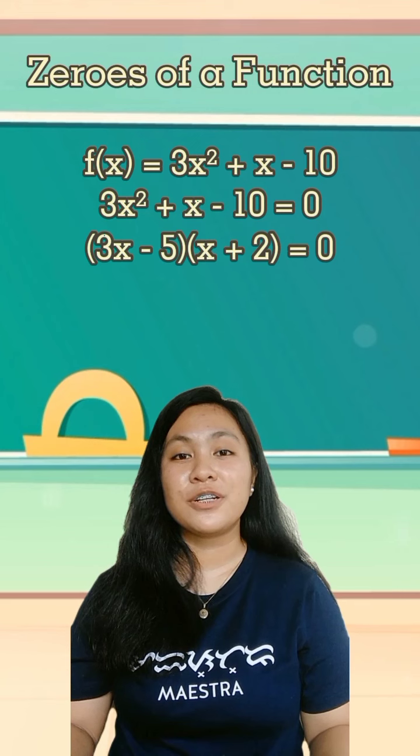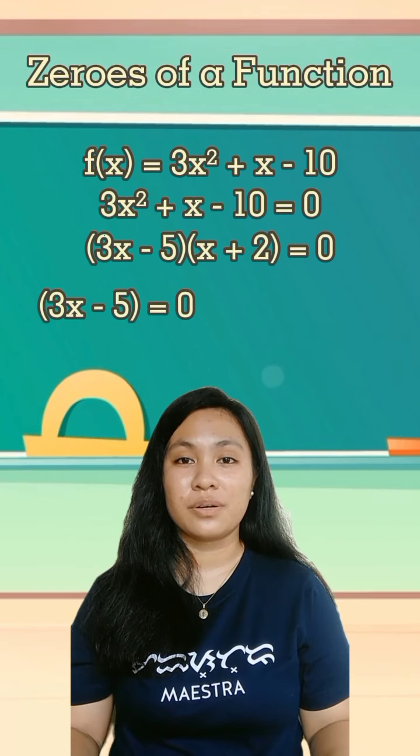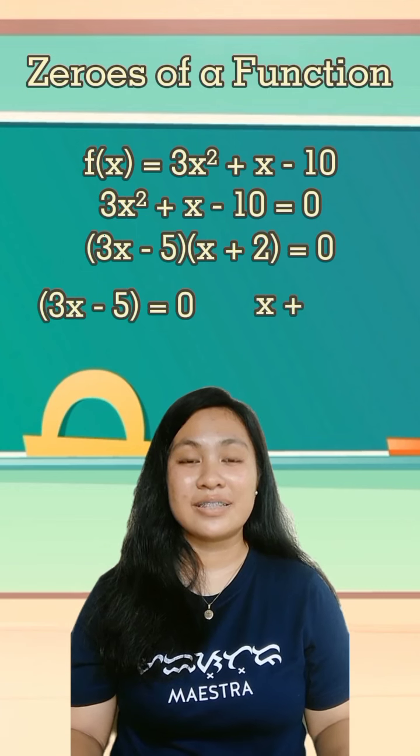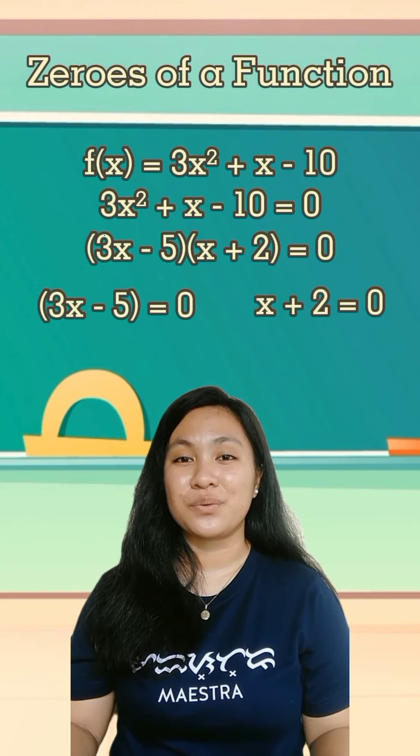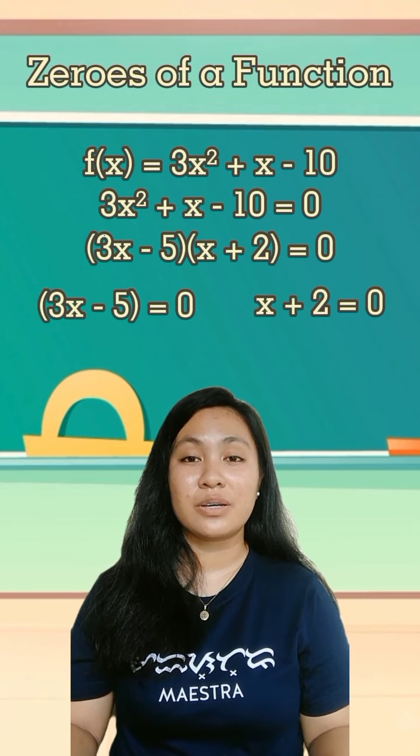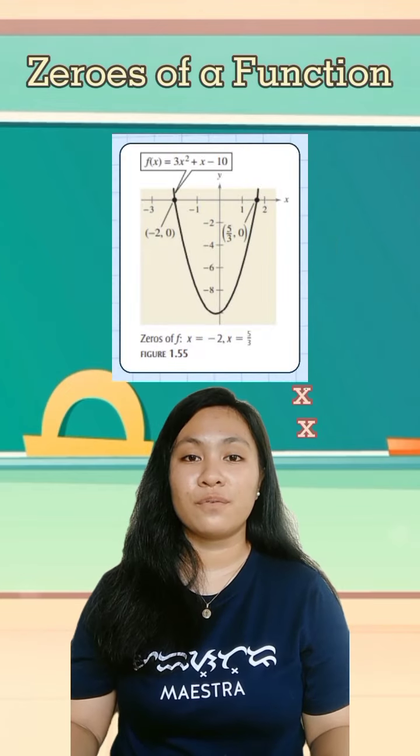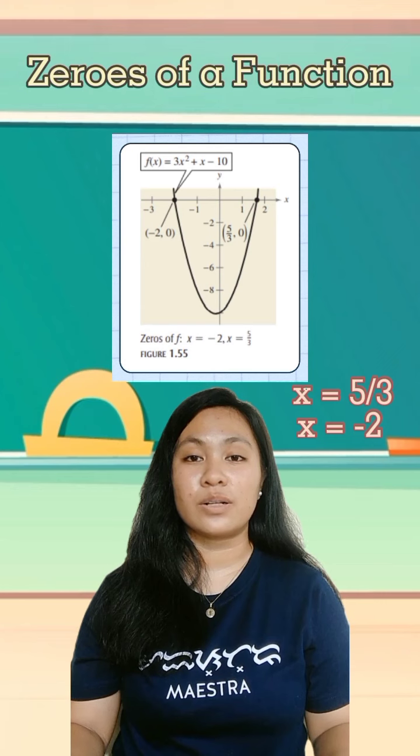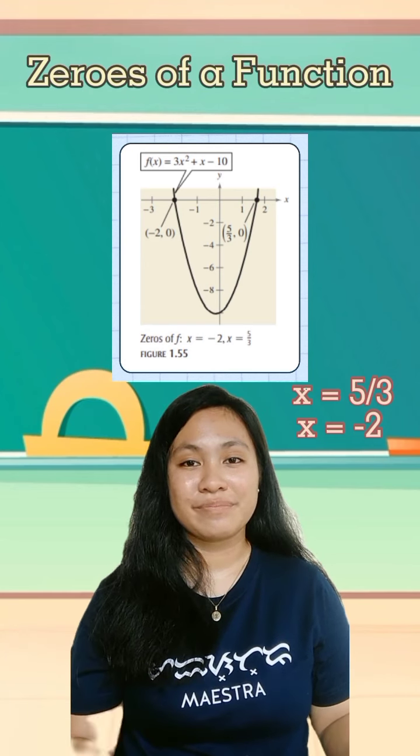And then set the first factor equal to 0. 3x minus 5 equals 0. And then set the second factor equal to 0. So x plus 2 equals 0. The zeros of f are x equals 5 over 3 and x equals negative 2.